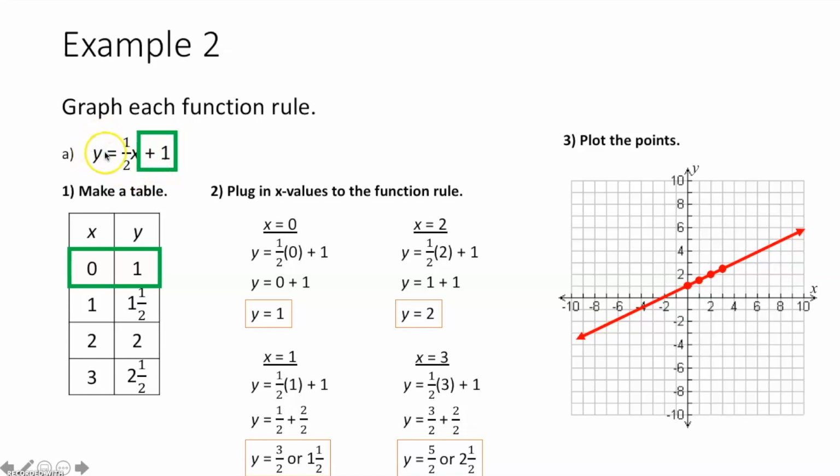Anytime you have y by itself is equal to something times x, whatever's added to the end and doesn't have an x on it is your y-intercept. And here, you can see, checks out.